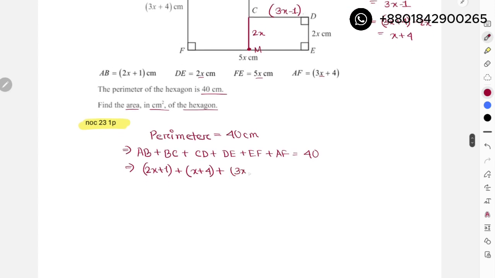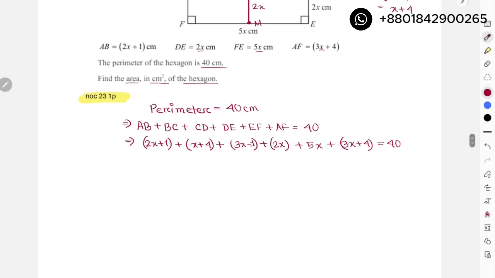CD is 3x minus 1. DE is 2x. EF is 5x. And AF is 3x plus 4. And that is equal to 40, right?